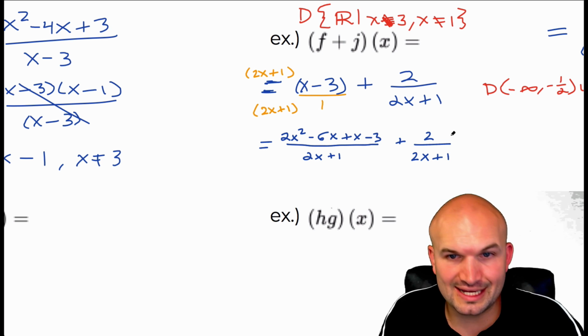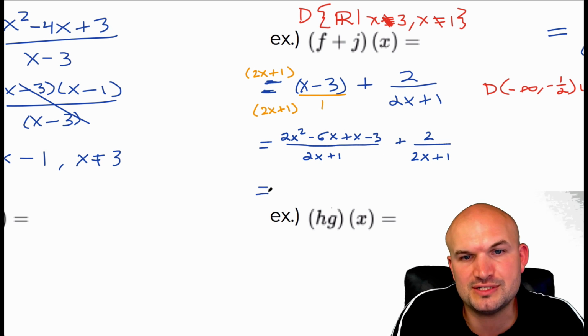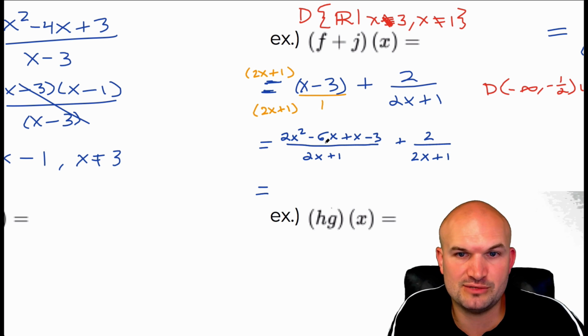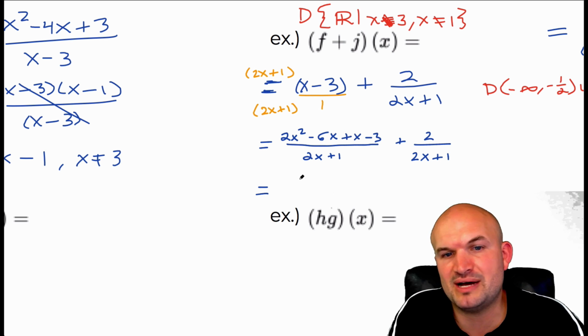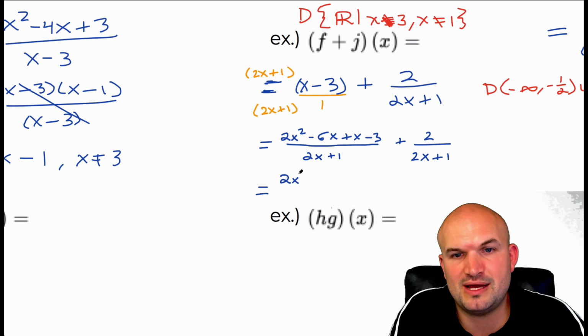So now I can just combine my like terms. Since they have the same denominator, I can just combine the numerators. And I can only combine like terms here, so I can combine the x's and I can combine the numbers. And then the denominator obviously just remains the same. So this becomes 2x squared minus 5x minus 1 all over 2x plus 1.